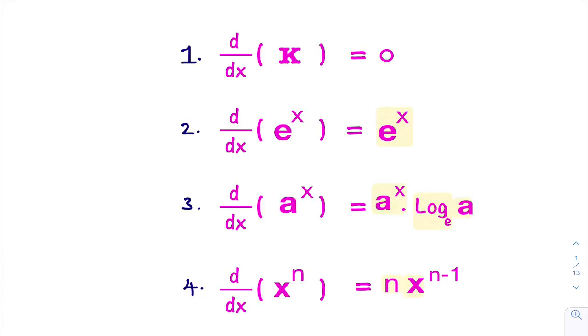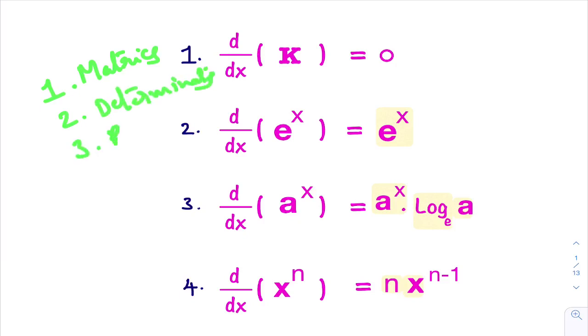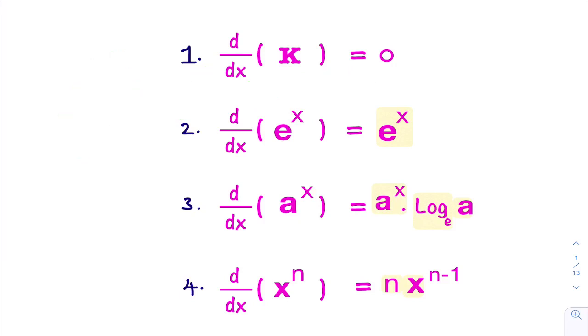Till now, we completed 3 chapters in second PUC. Chapter number 1 is matrices. Chapter number 2 is determinants. Chapter number 3 is relations and functions. Right? So, fourth chapter, that is differentiation.